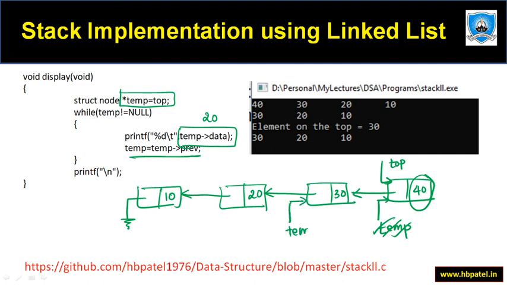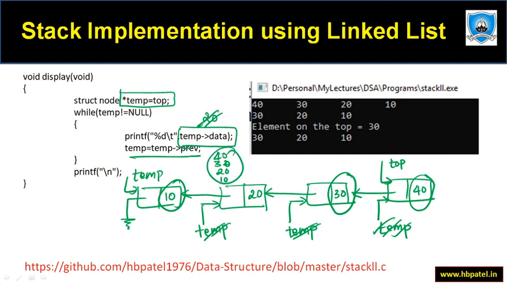So the second time when I print temp arrow data, it will print 30. Then again I move temp equal to temp arrow previous. So now temp is at this position, and when I print temp arrow data, this time it will print 20. Then again if I move temp, it will be over here, and last time it will print 10. So 40, then 30, then 20, then 10. All elements are printed. Then if I do temp equal to temp arrow previous, it will be null, and this is my terminating condition. If temp is not equal to null, then keep on doing, but if temp is null, then done. At that time we will come out of this loop.